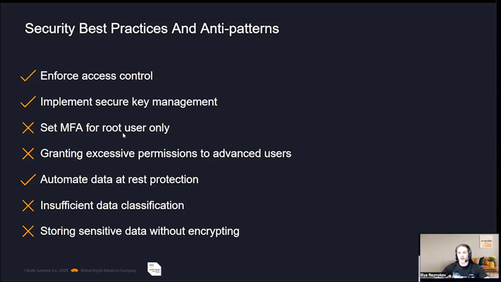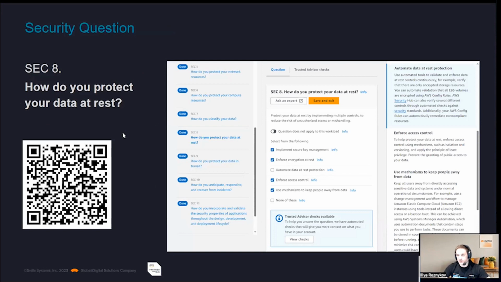Thank you. So, for example, let me share with you one more screenshot, about security question number 8, which is included in the security pillar. Here we see that it covers some of the best practices which we just discussed, for example, enforce access control and enforce encryption at rest. That is related to protecting sensitive data. Okay, and this is a QR code that leads to the documentation of these questions if you'd like to learn more.